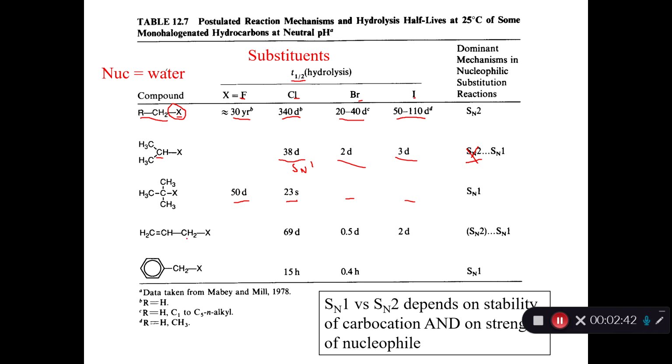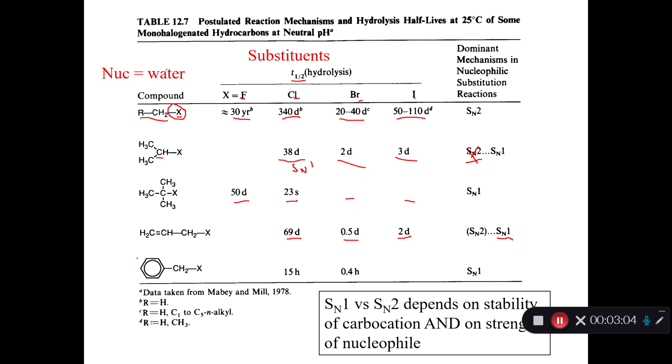Here's our allylic system. If you lose the leaving group here, you could form a carbocation right here, and it would be an allylic carbocation. So this is a very favorable system to go by SN1. If chloride is the leaving group, you've got a half-life of a couple of months. If bromide's the leaving group, only half a day. Iodide as a leaving group, 2 days, so pretty fast.